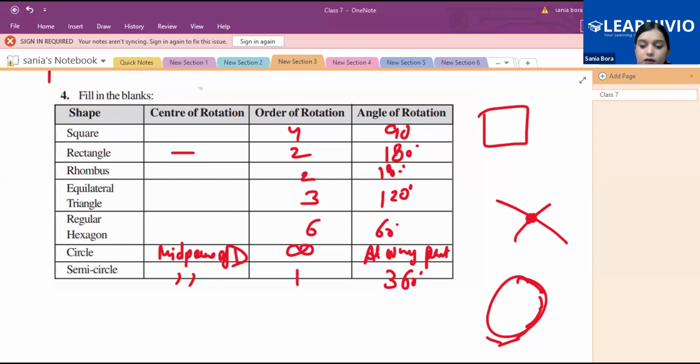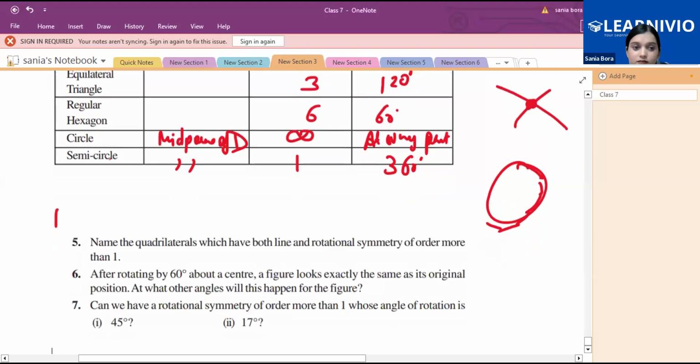We will do that. It makes it so easy, and it also has a really easy formula to find the angle of rotation. Just divide 360 by the order of rotations. Very simple.